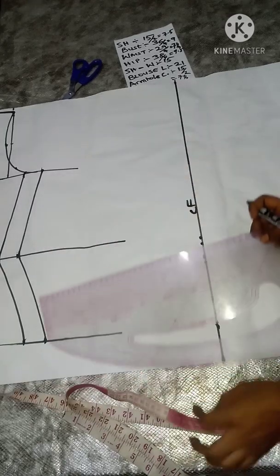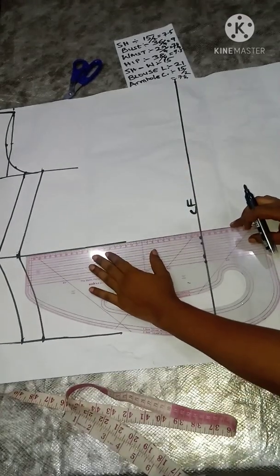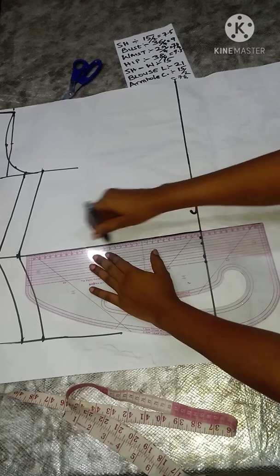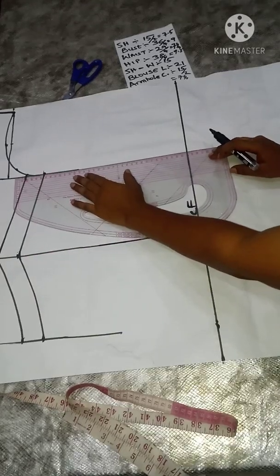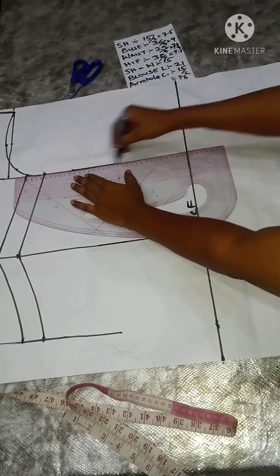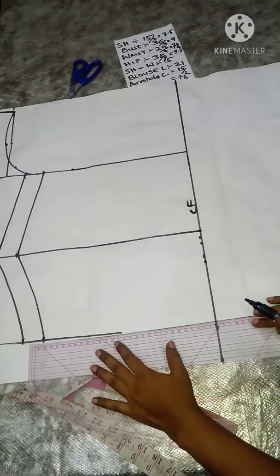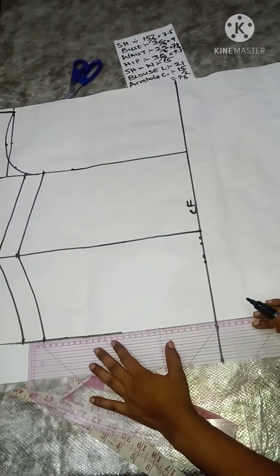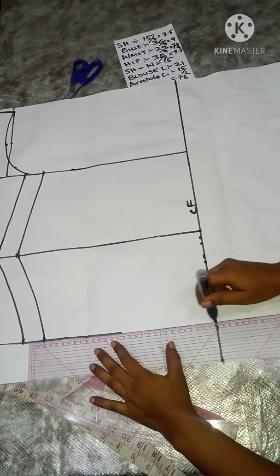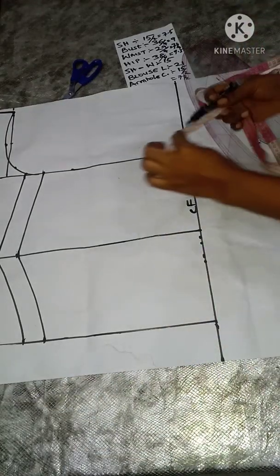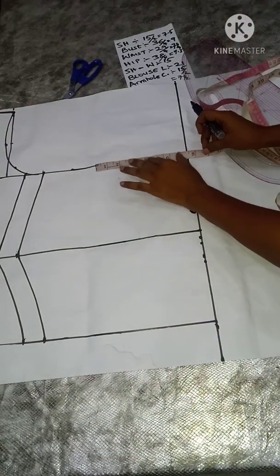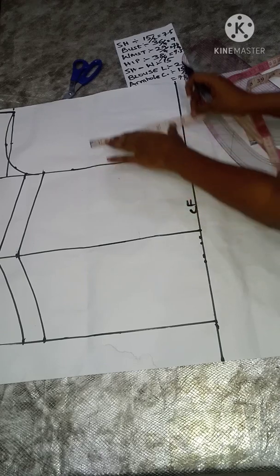Now all I have to do is to extend all the lines. So this is the waistline, I'm extending the waistline. This is the chest line. Can we see it? And of course, this is the hemline. Okay, now that I have all the lines, the next thing to do is to mark out my shoulder measurements.